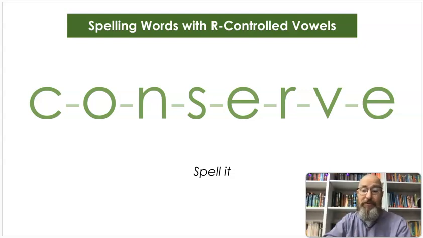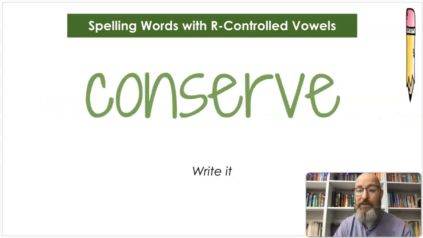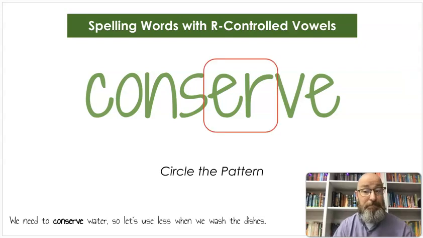C-O-N-S-E-R-V-E. Conserve. And let's write it. C-O-N-S-E-R-V-E. And the R-controlled vowel is E-R. We need to conserve water, so let's use less when we wash the dishes.